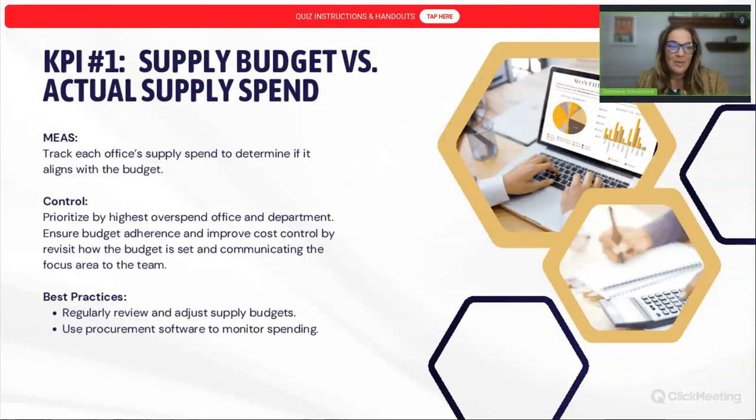We want to track each office's supply spend to determine if it aligns with the budget. And if you don't have multiple offices, you have different departments, right? So it could be, $750 hygiene, and $250 restorative, for example. I'm using numbers that are too low, but easy math to remember on an evening.